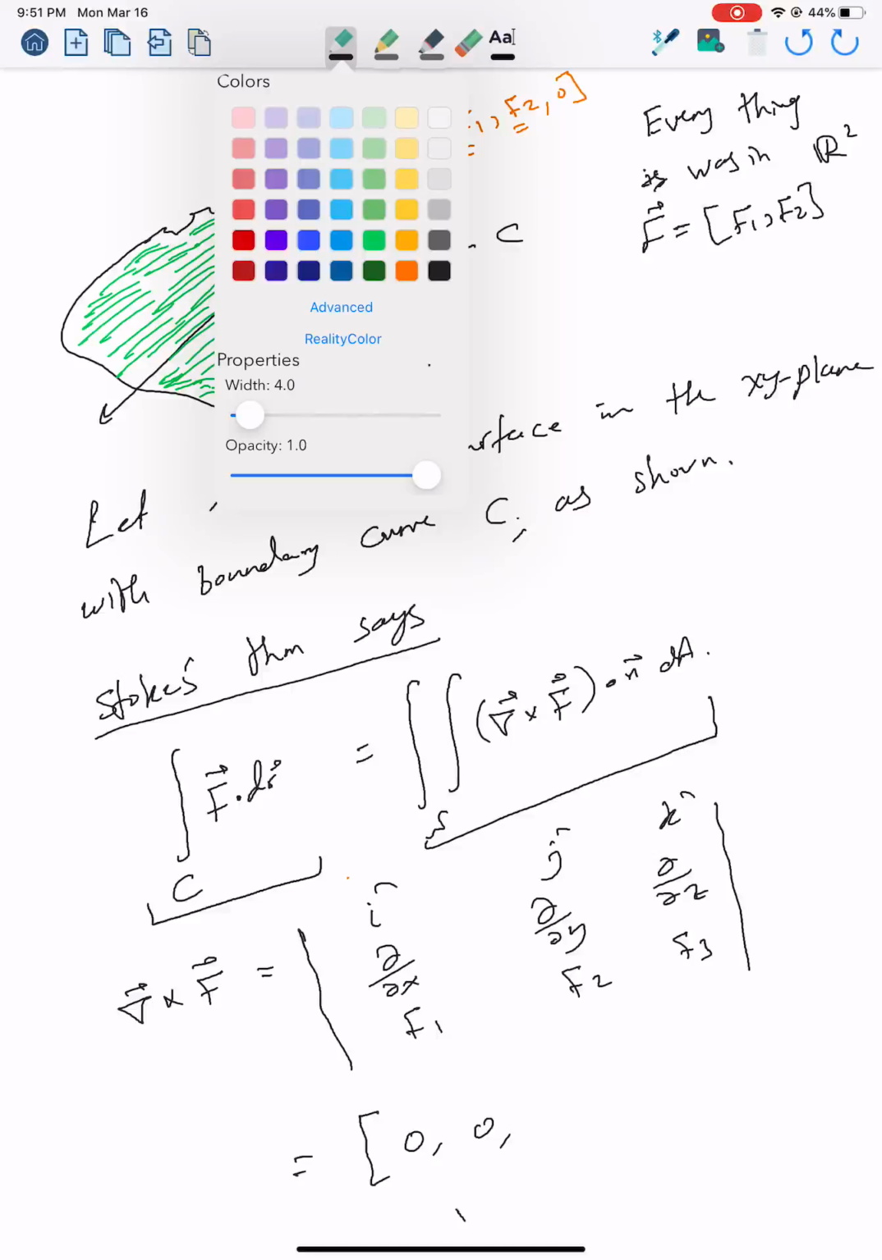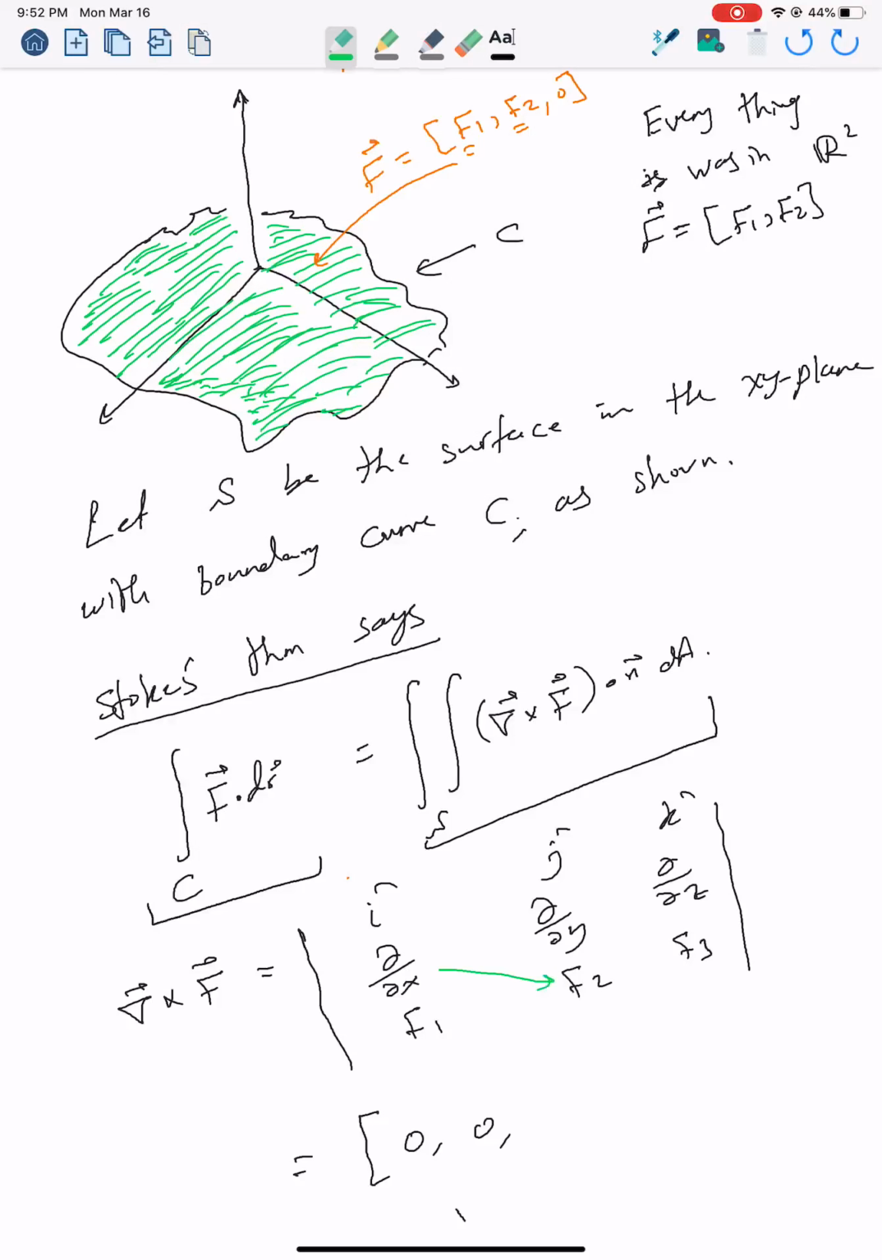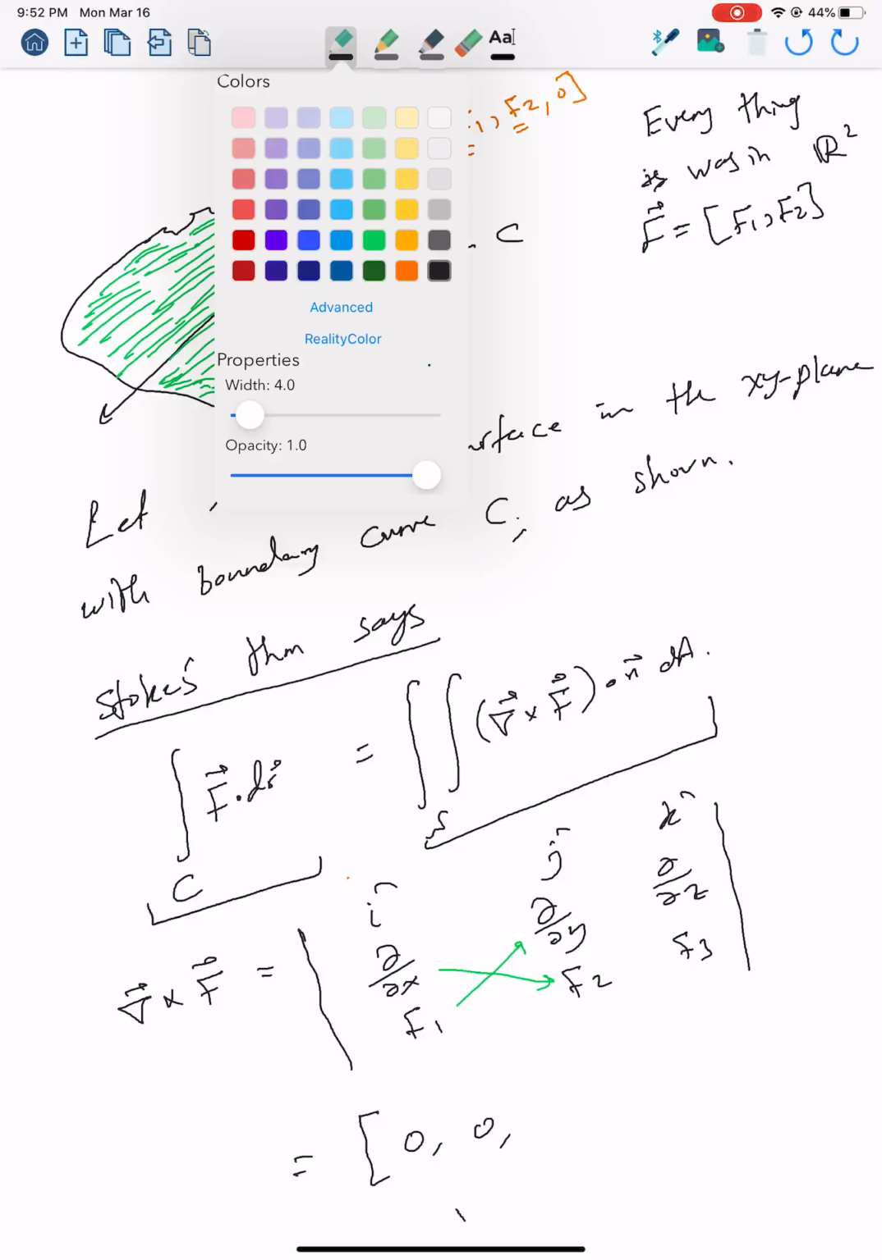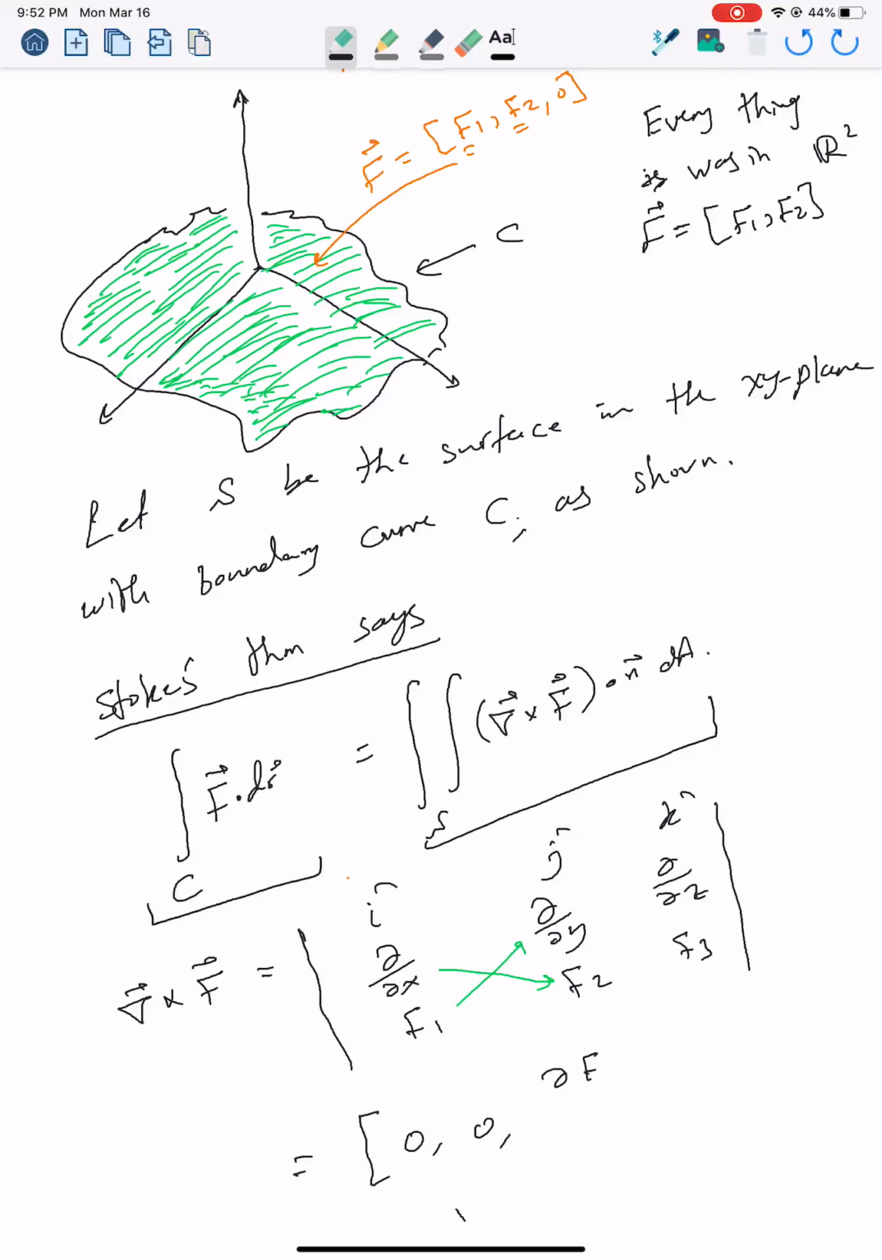So what is with k? It is this minus this, right? Which is what? Exactly. Which is df2 by dx minus df1 by dy. This is exactly what we see in Green's theorem. Okay, so this is the curl. This is the curl. Now after finding the curl, now I need to find what?